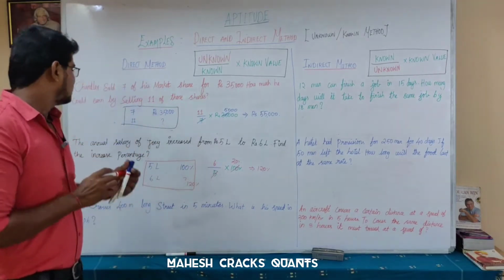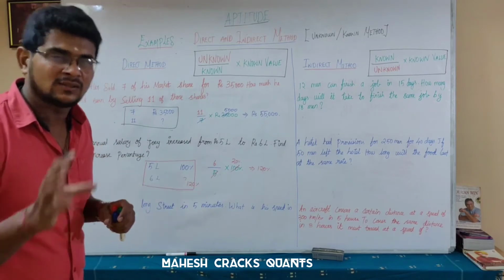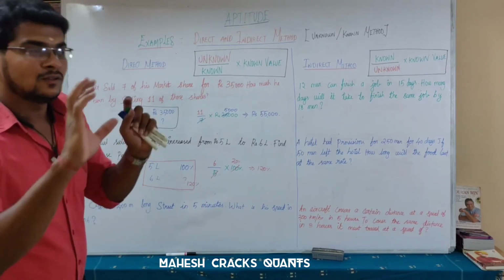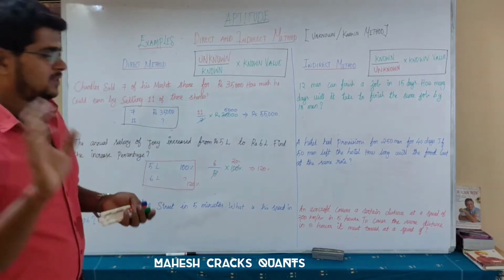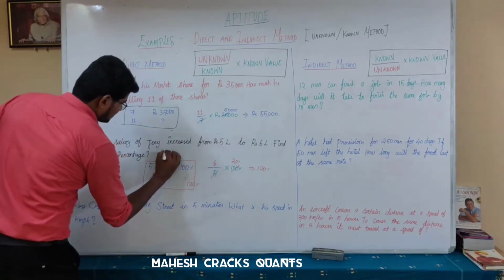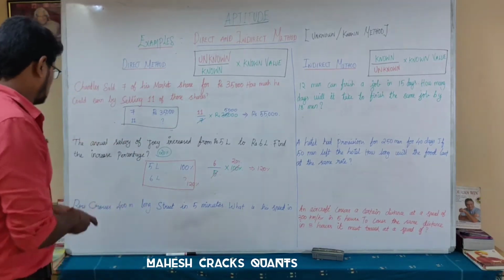So what is the increase? Find the increase percentage. From where has it increased? From 100. How much did it increase? To 120. From 100 to 120, what is the increase percentage? Which is 20 percent. The answer is 20 percent. Let's move to the next question.